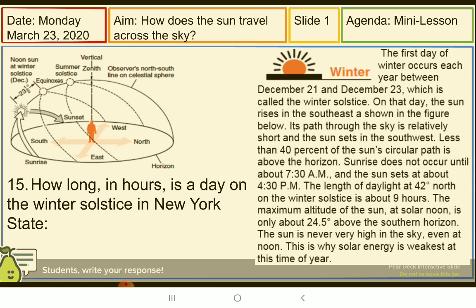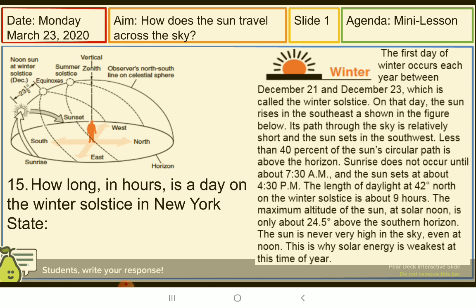Where was I? Oh, the maximum altitude of the sun at solar noon is only about 24.5 degrees above the southern horizon. The sun is never very high in the sky, even at noon. So if you stand out in the middle of the street, in the middle of winter, look south down the road, and look up 24.5 degrees, you see the sun, and you can tell the wintertime sun seems super weak. Not that you should stare at the sun, but during the wintertime, you can even just feel it. The sun just seems weaker. The sun isn't weaker, it's just that it's at a lower angle and we're not getting very direct sunlight.